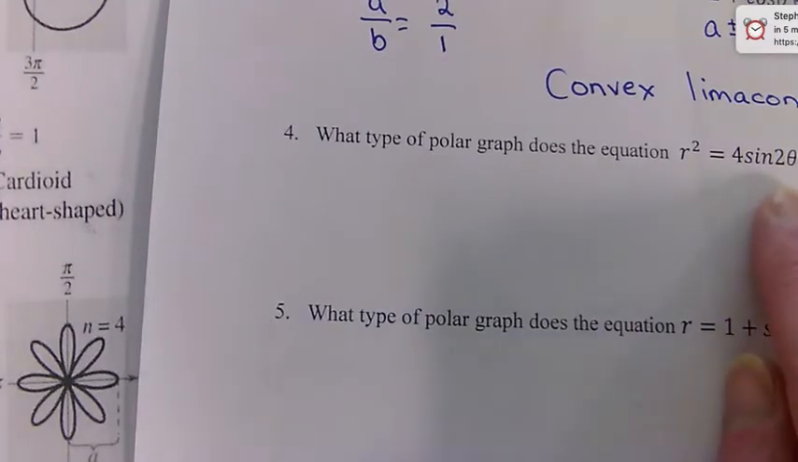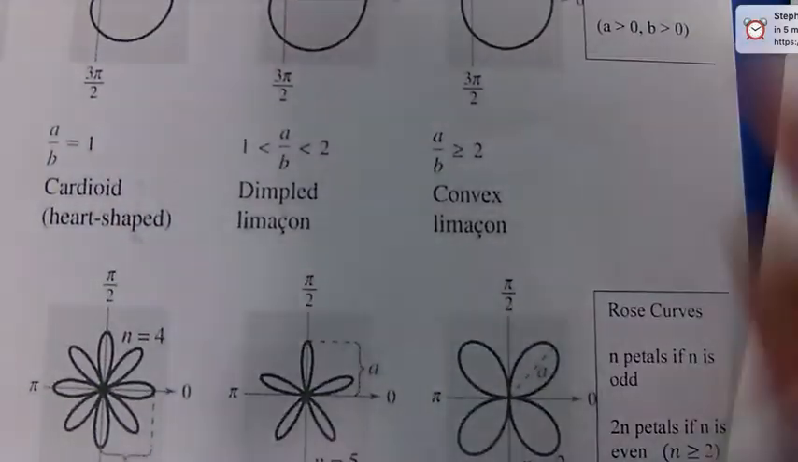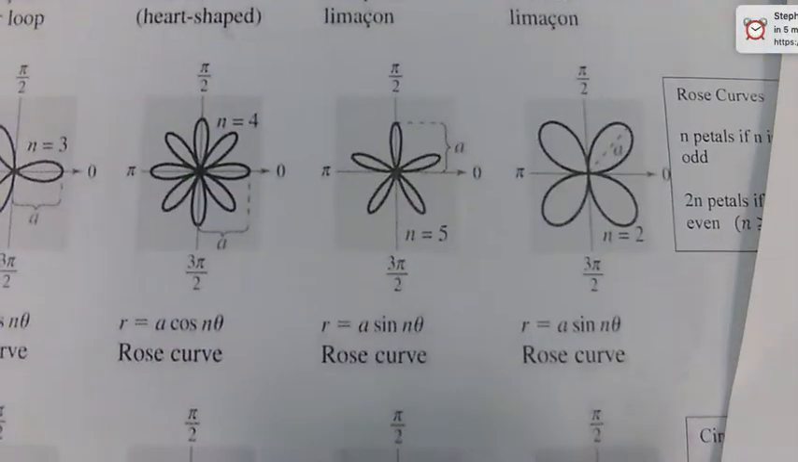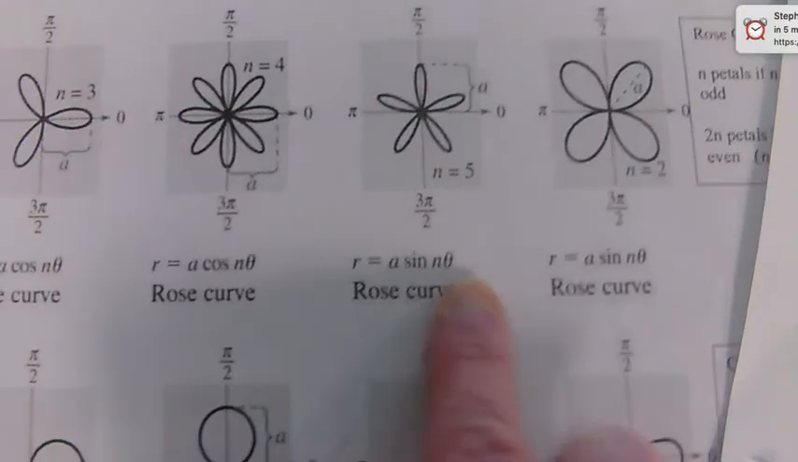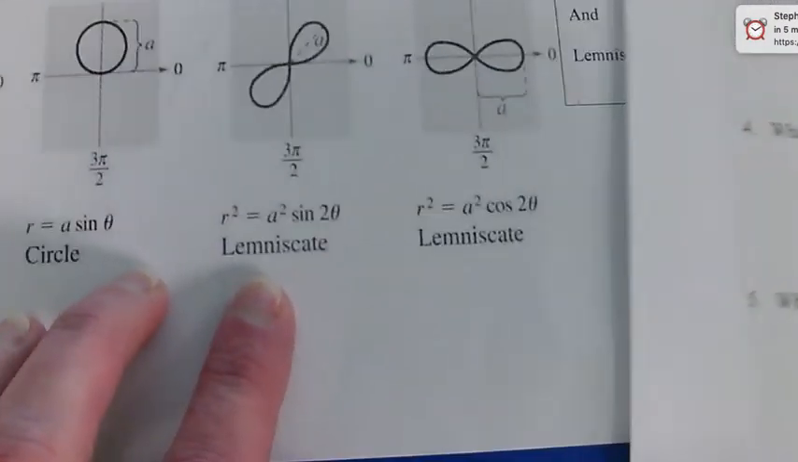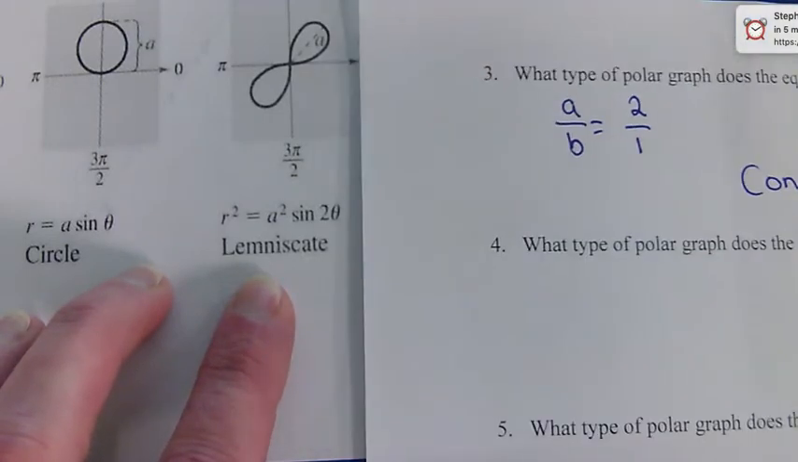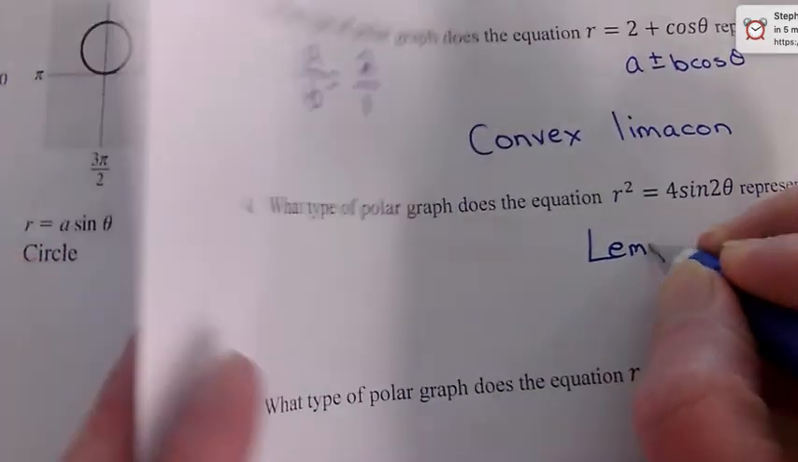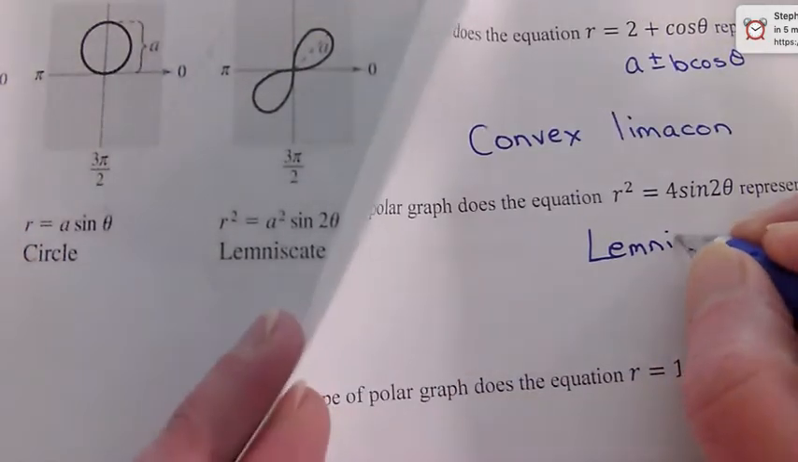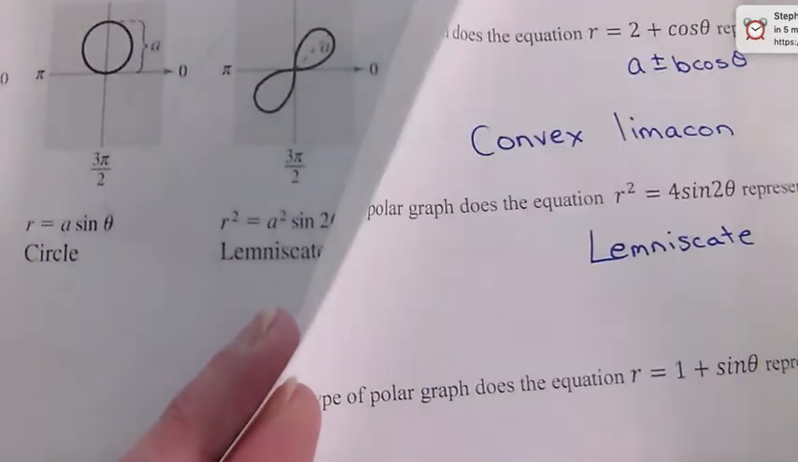R squared equals 4 sine 2 theta. Okay, so this was something plus. This has something times the theta, but these are all just R's. Oh, cool. It's down here. Oh, it's a lemniscate. I wish I knew how these were actually pronounced. If anybody wants to find out how to pronounce them, that'd be awesome.